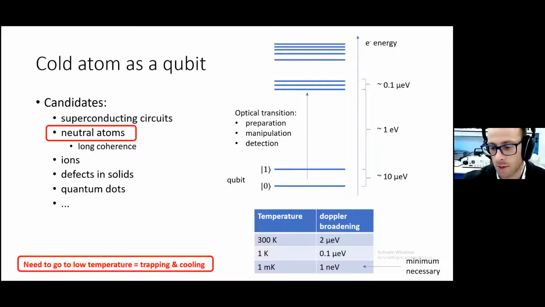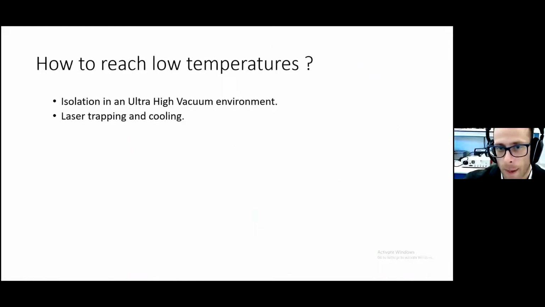So we need to go to low temperature, and for this reason, we need to trap and to cool. These two things are often related and come together. So how to reach low temperature? First, you have to isolate your atoms in an ultra-high vacuum environment, especially to prevent very fast atoms from hitting the atoms that you want to cool. And you need to apply different techniques of laser trapping and cooling.